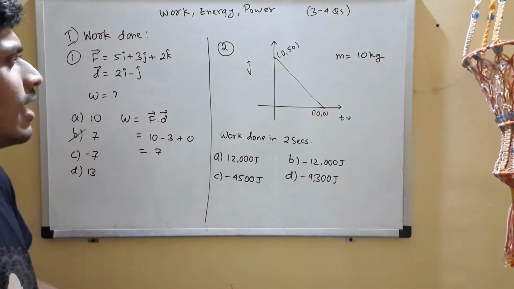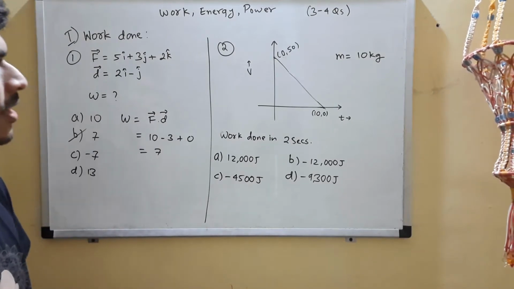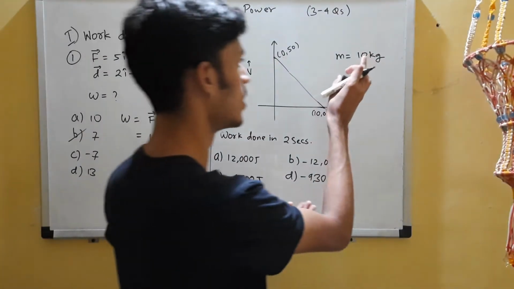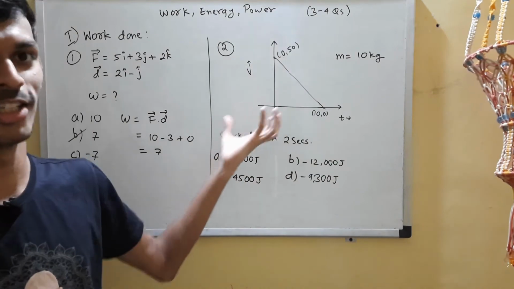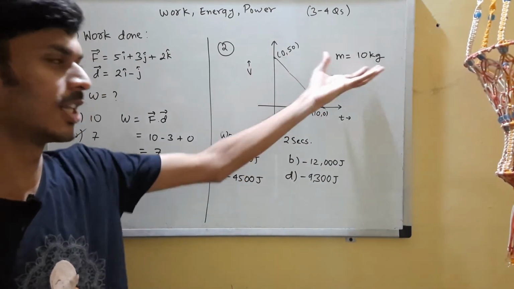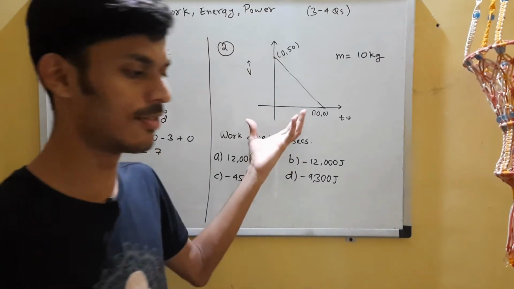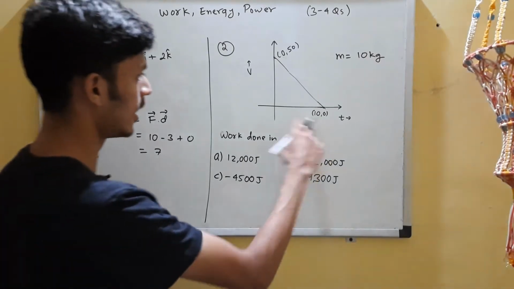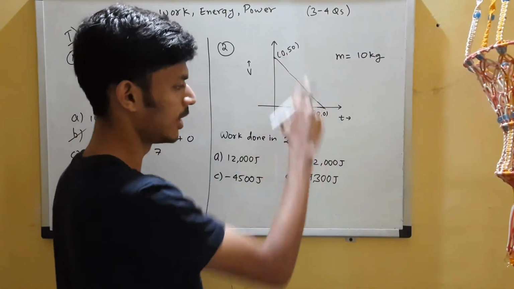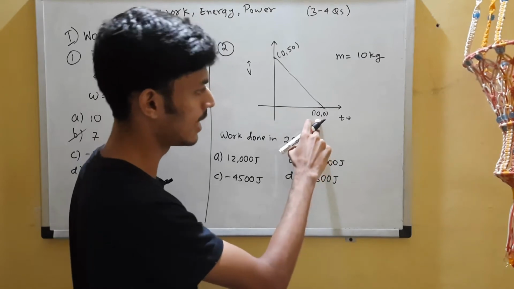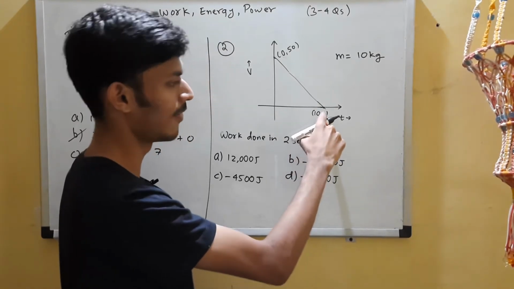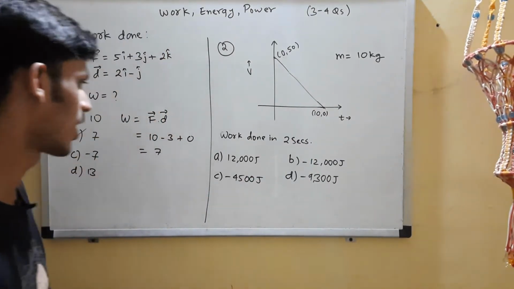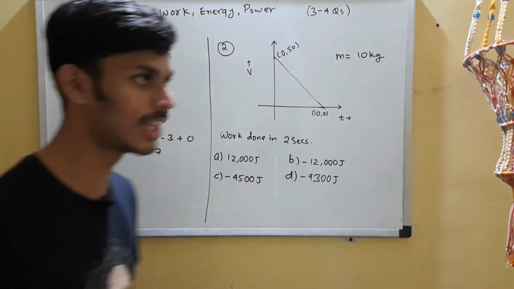Now the second one is a bit tricky. You can see that the mass of this object is given and the v-t graph of this object is given. The mass is 10 kg and the corresponding v-t graph, velocity versus time, is over here. Initially when time is 0, the velocity is 50, and when the time is 10 seconds, the velocity is 0. Here you are supposed to tell the work done in 2 seconds.